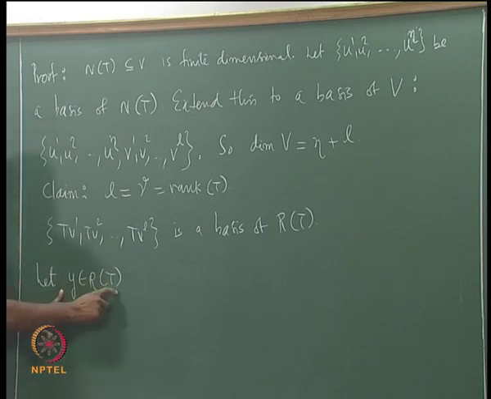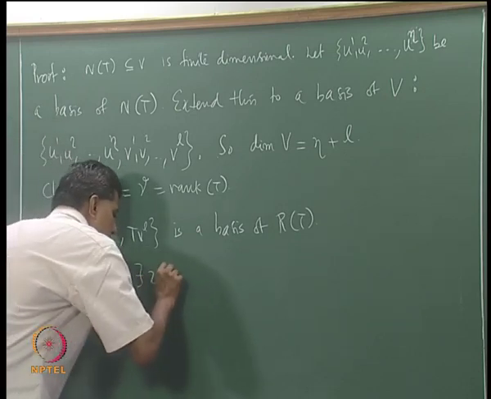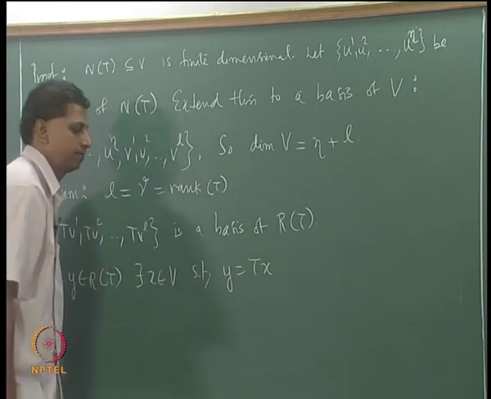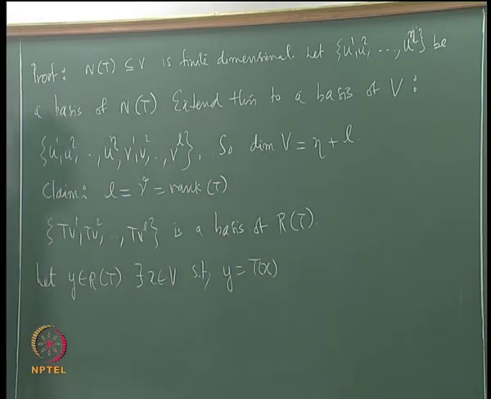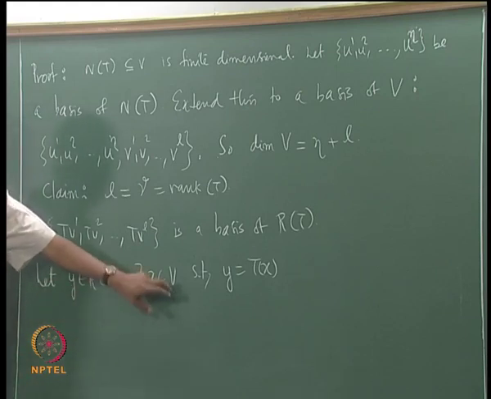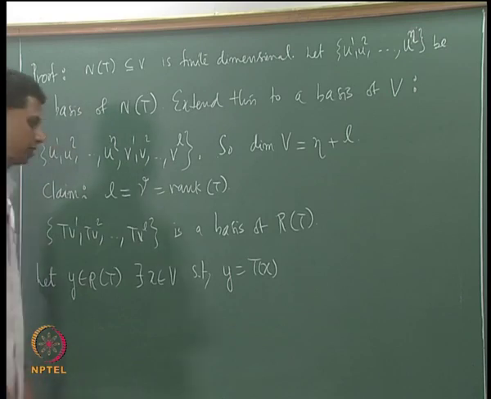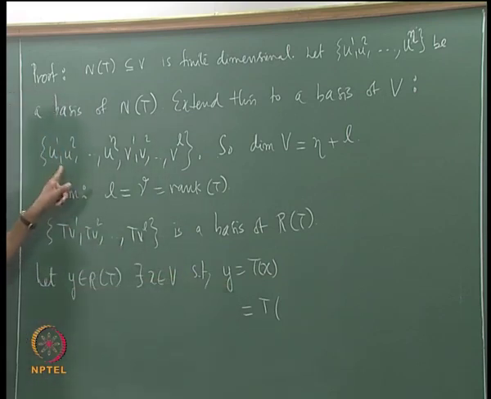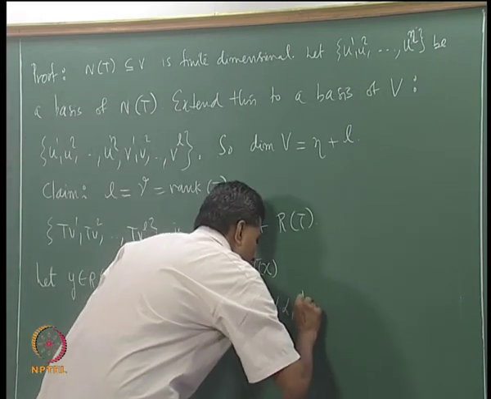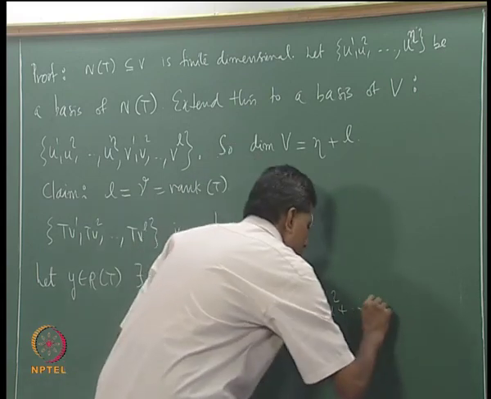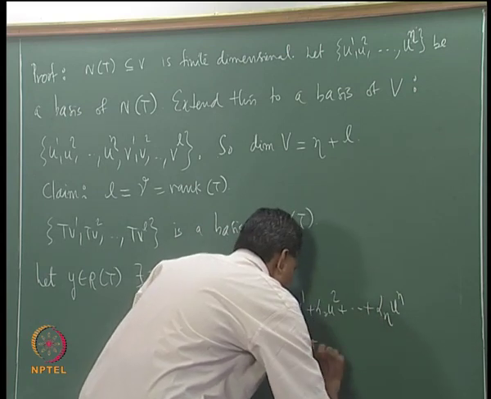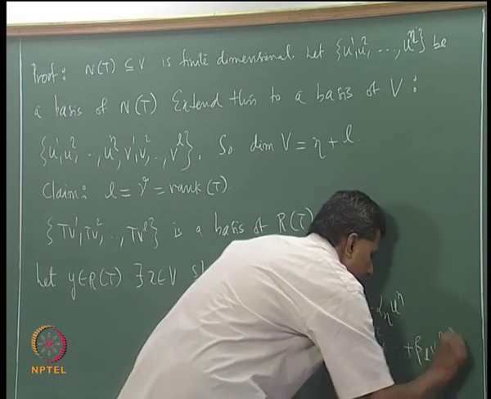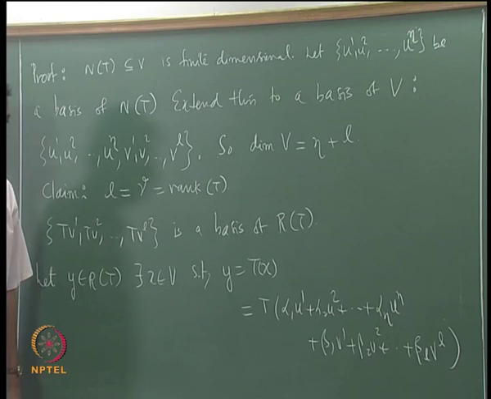Y is in the range of T by definition. Then there exists x in V such that y is equal to T x. Now this is a basis for V, and so I can write this y as T of x. This x is in V, so it is a linear combination of these vectors. So I have something like alpha 1 u1 plus alpha 2 u2 etc. plus alpha eta u eta plus, let us say, beta 1 v1 plus beta 2 v2 plus etc. plus beta l v l. That is my x, a linear combination of these vectors. This is a basis.